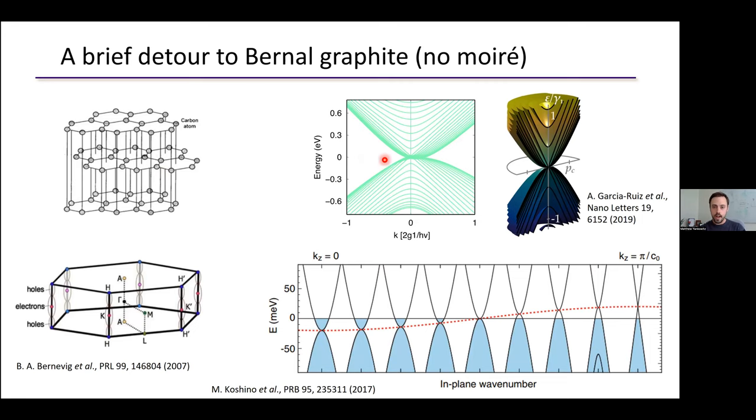If I look at the neutrality point, the touching point of these bands, as a function of Kz, we see that at Kz equals zero, or the K point, these bands are slightly below the Fermi energy. So this is a pocket of electron doping. Then as we move to higher Kz at the zone edge at H, this evolves into a pocket of hole doping. So these are the so-called sausage-link Fermi surfaces of graphite, where we have electrons around K and holes around H.